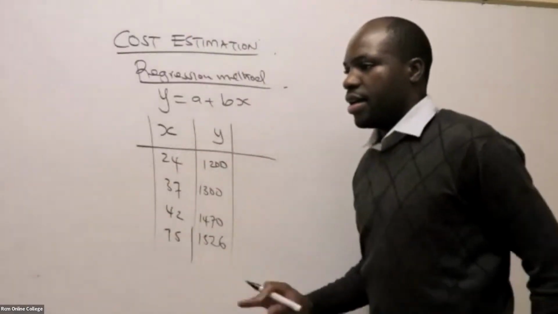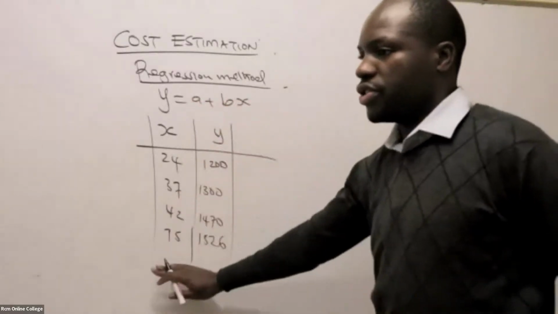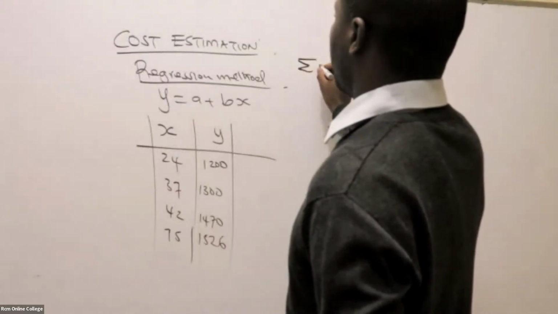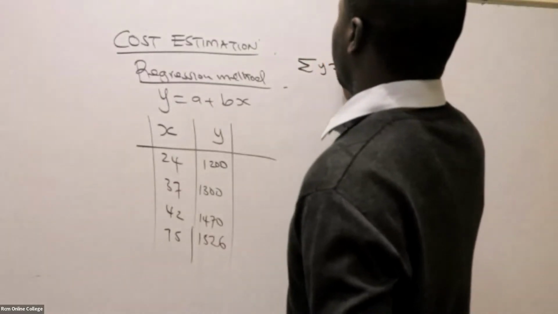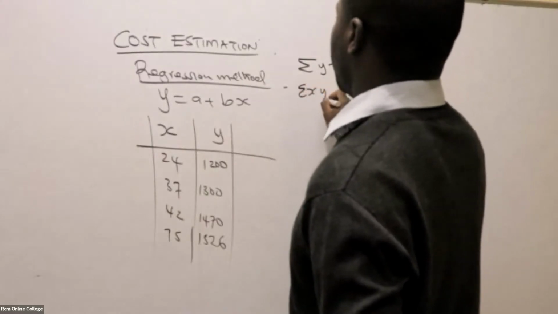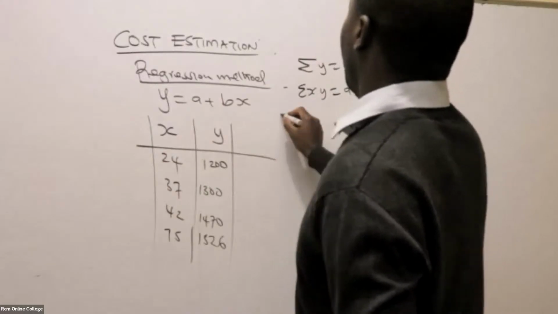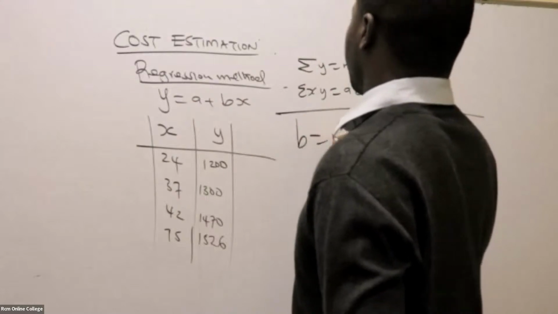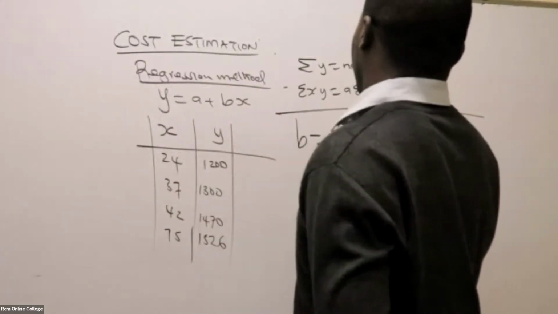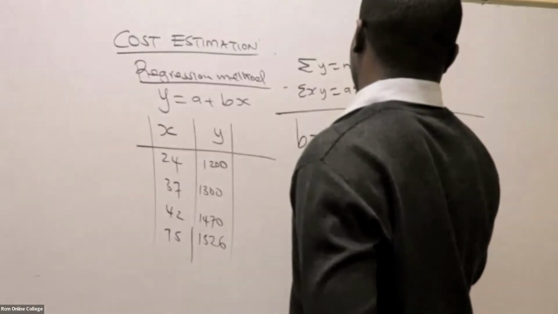That is your data, x and y. And you're supposed to give us cost function in this form. Remember, using the regression method, it is summation of what? Summation of y is equal to na plus b summation of x. Then summation of xy is equal to a summation of x plus b summation of x squared. Or b is equal to n summation of xy minus summation of x summation of y divided by n summation of x squared minus summation of x bracket squared.